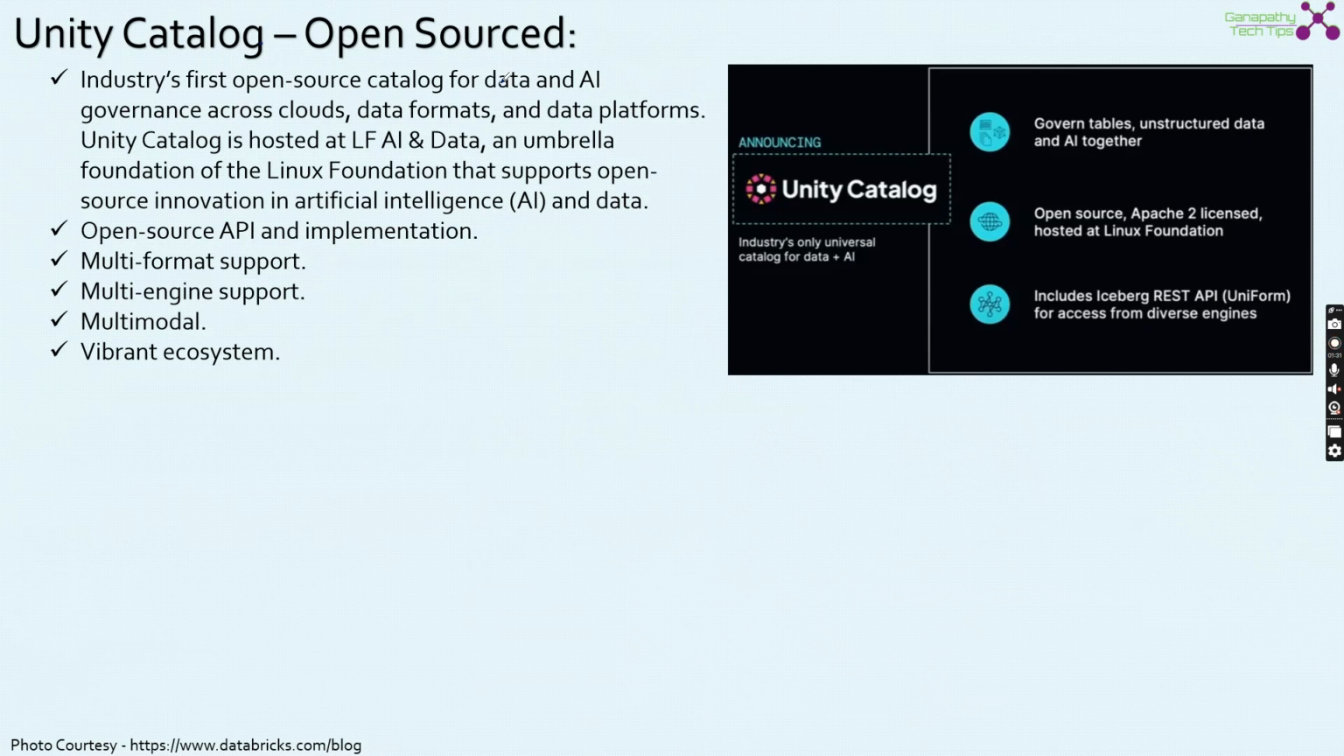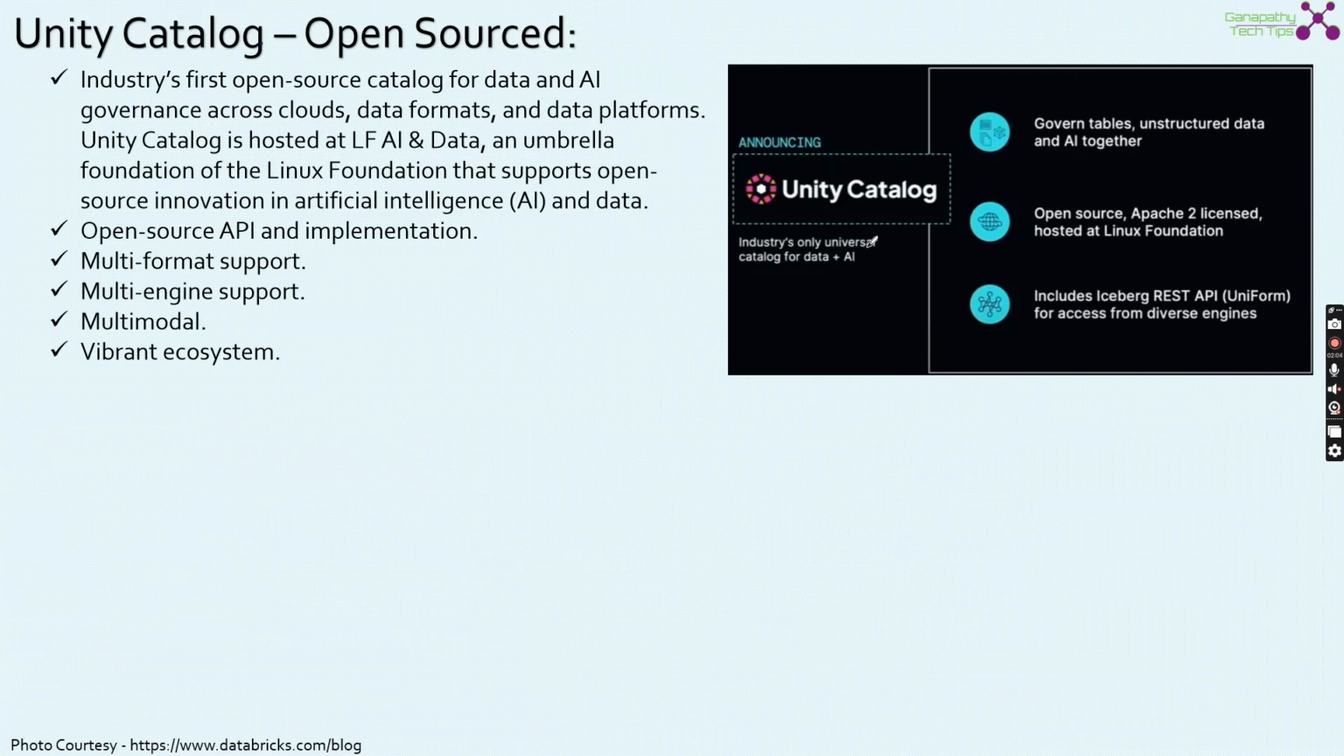formats and data platforms. Unity Catalog is currently hosted under the Linux Foundation AI and Data, an umbrella foundation of the Linux Foundation that supports open source innovation in artificial intelligence and data. You might know the Linux Foundation currently hosts most of the open source projects, including Kubernetes as well. It has an open source API and implementation, multi-format support, multi-engine support, multi-model, and a very vibrant ecosystem. You can see these in the boxes here for your better understanding.